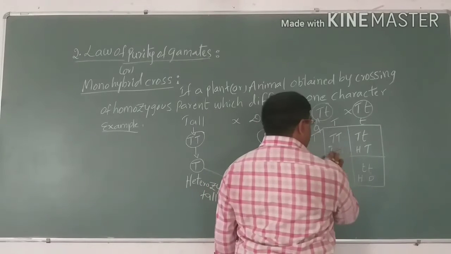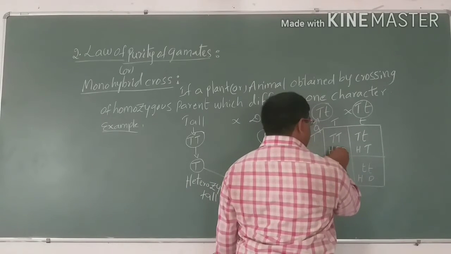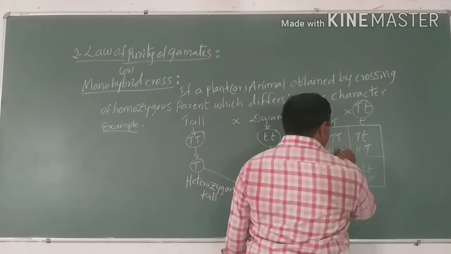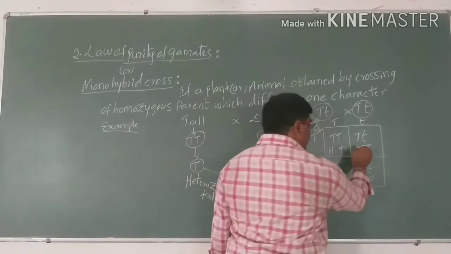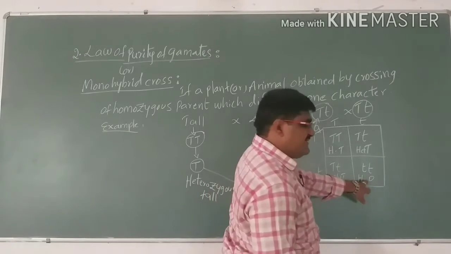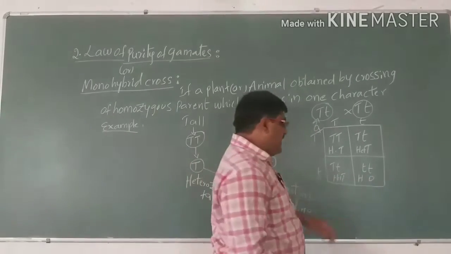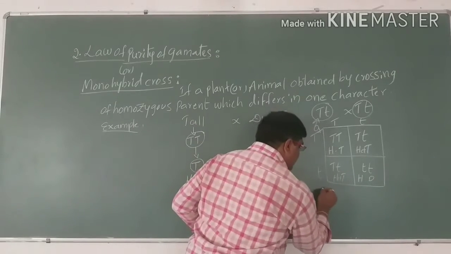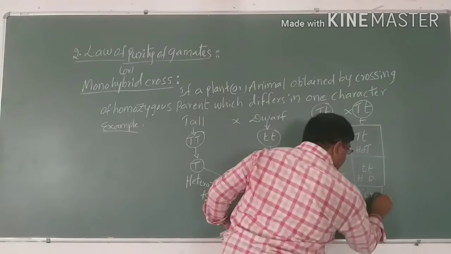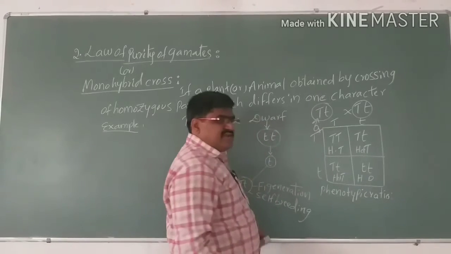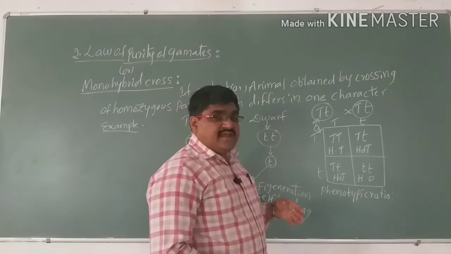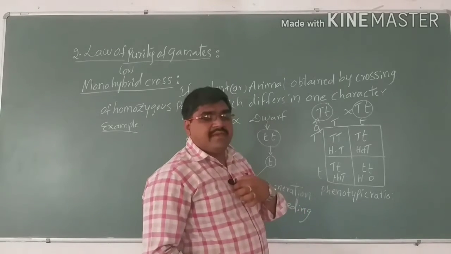So here it is the homozygous tall character and heterozygous tall character, and homozygous dwarf characters are produced. Where here, if you take the phenotypic ratio, we know that a phenotypic ratio means the external appearance of a gene.